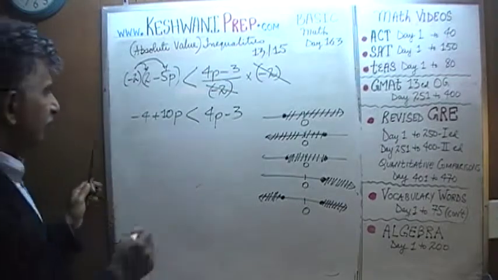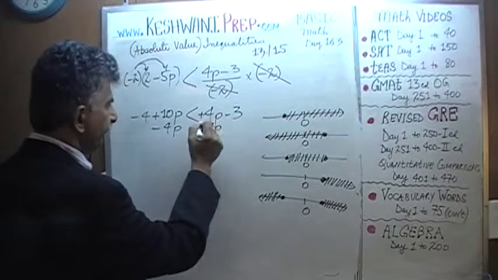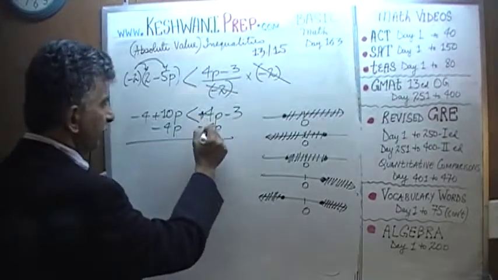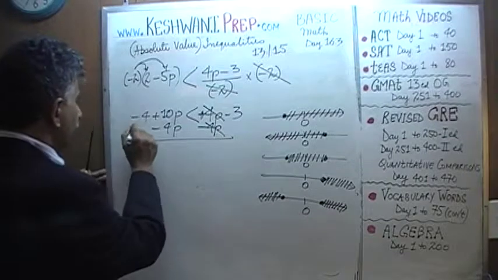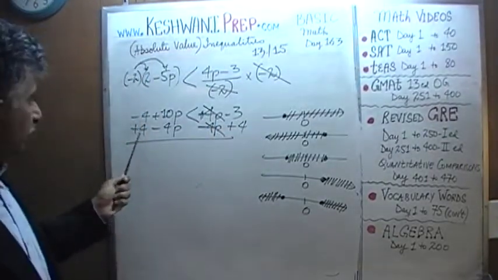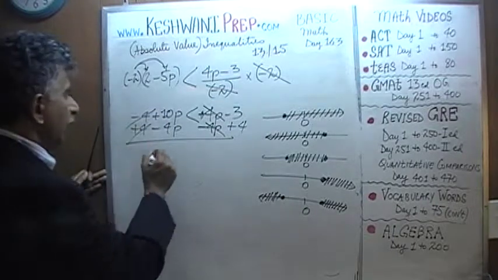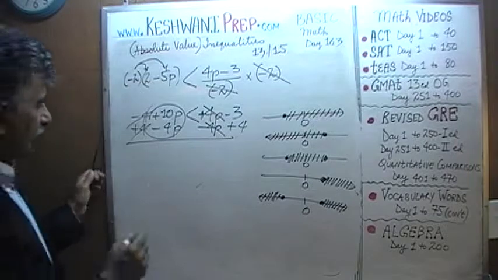Bring the 4p to this side by subtracting 4p from both sides. As you can see, it's very straightforward. Positive 4p and a negative 4p are going to kill each other. Let's bring the 4 to that side. Add 4 to both sides. Negative 4 and positive 4 are going to kill each other. And we end up with positive 10p and a negative 4p, which gives us 6p.